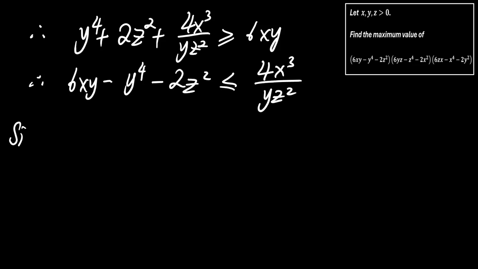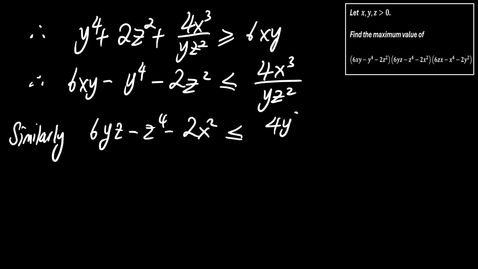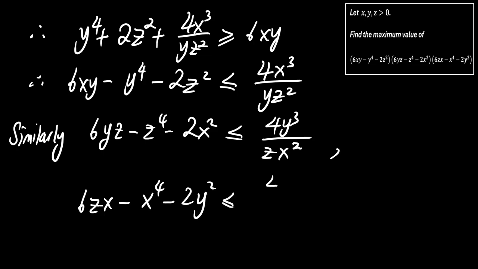We now apply similar bounds to the other two factors. The second factor, 6yz minus z to the power of 4 minus 2x squared, is less than or equal to 4y cubed divided by zx squared. The third factor, 6zx minus x to the power of 4 minus 2y squared, is less than or equal to 4z cubed divided by xy squared.